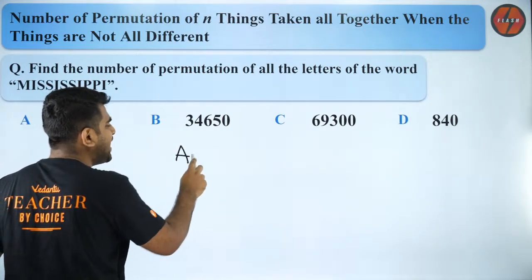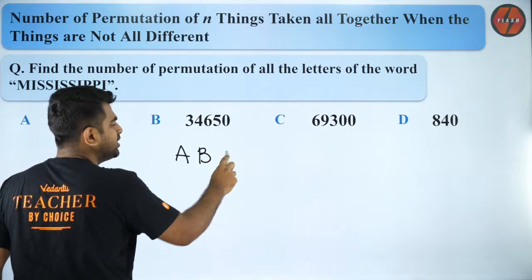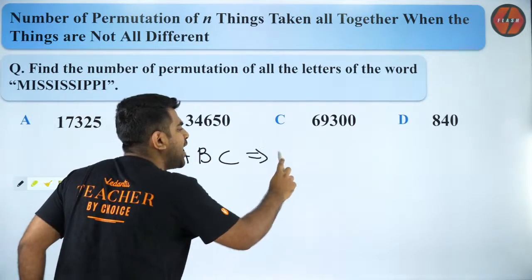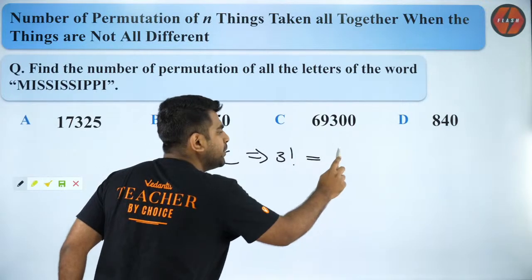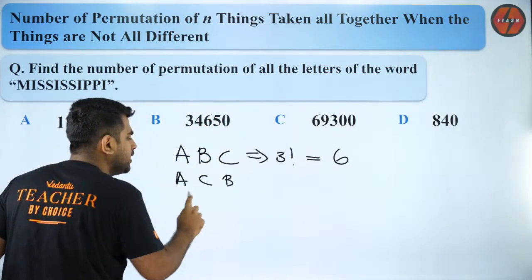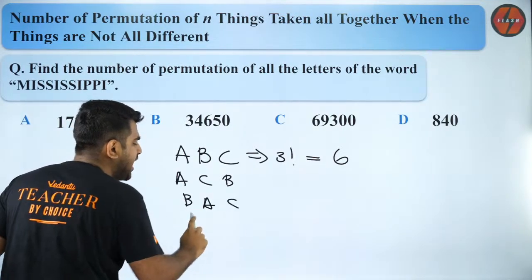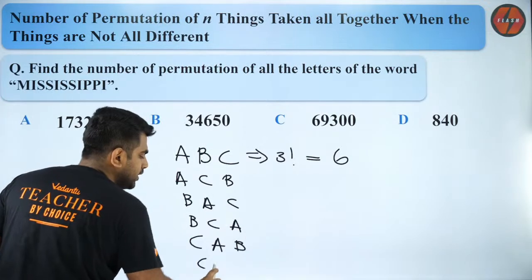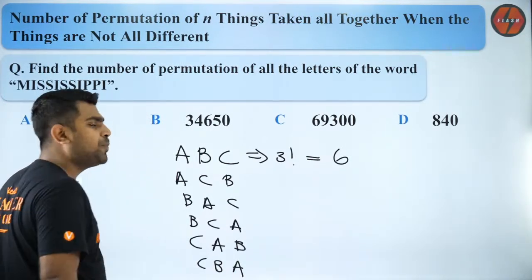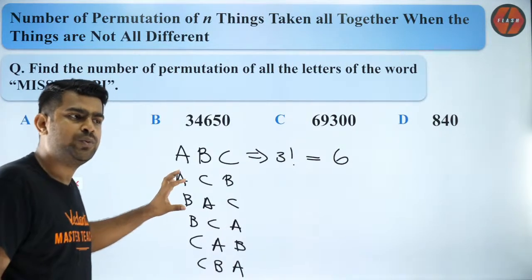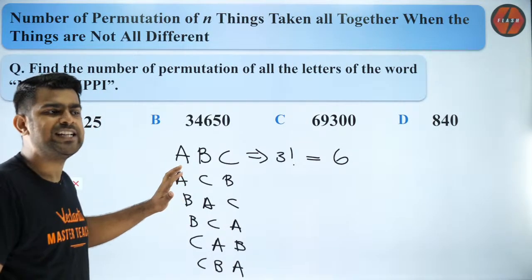So when I have A, B, C, how many permutations are possible? There are 3 factorial permutations. That is nothing but 6. So that is nothing but ABC, ACB, BAC, BCA and CAB, CBA. These are the 6 permutations which are possible. I hope you guys are clear with it. All of you. Everybody clear with it?